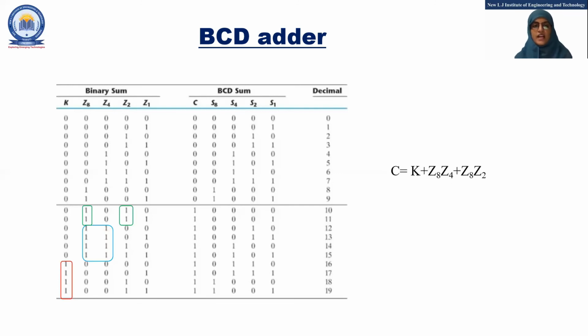Now for Z8 and Z2, which is shown in the green part, the BCD sum carry C is 1. So we will write it like Z8 dot Z2. The final equation of BCD sum carry C will be K plus Z8 Z4 plus Z8 Z2. Now from this equation, we have to make the logic diagram of the BCD adder.